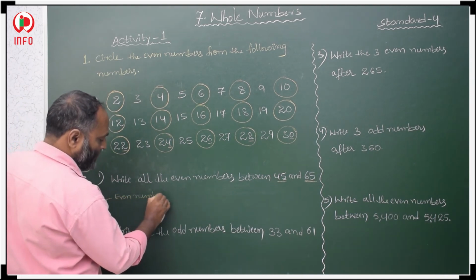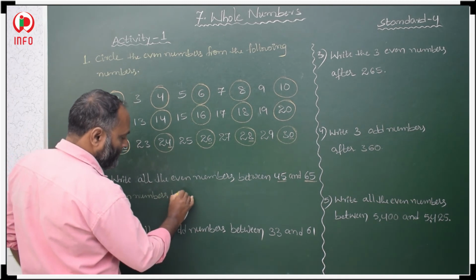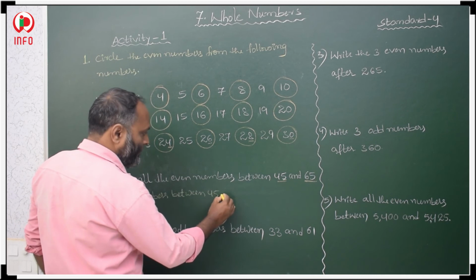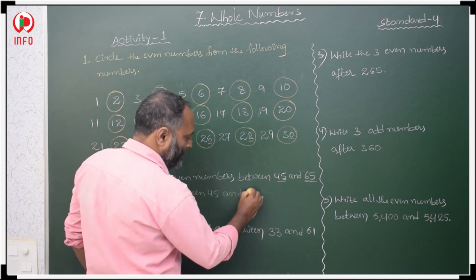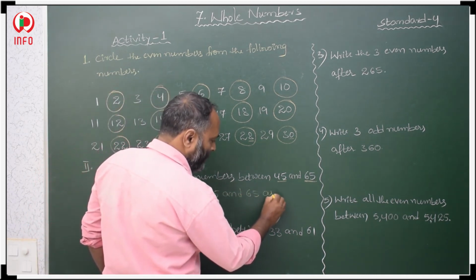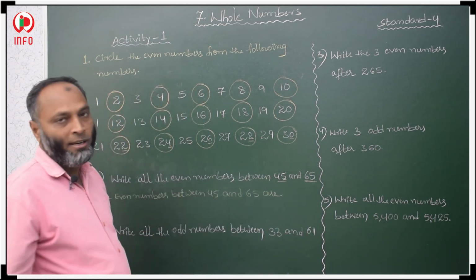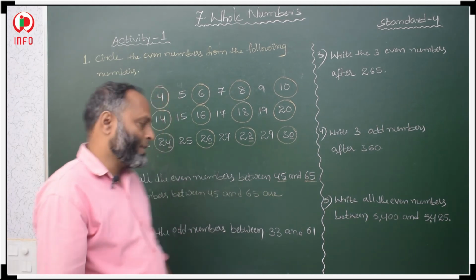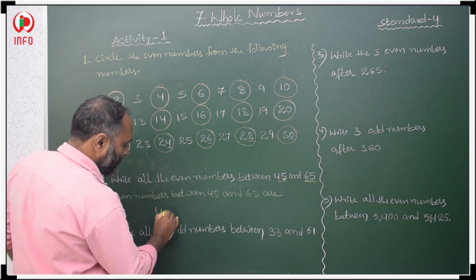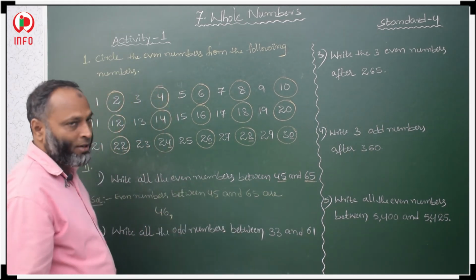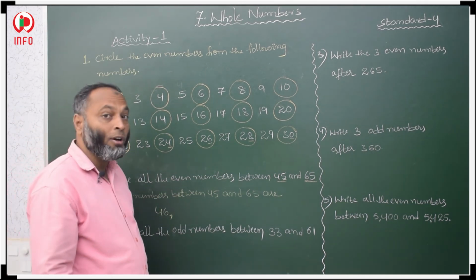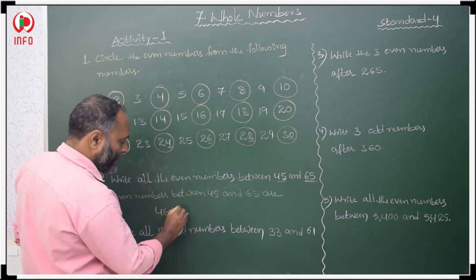numbers between 45 and 65 are: 45 is not an even number. So, the very next number, that is 46. 46 is an even number. After that 47, 7 is in the unit place, that is not even. 48, after that 48 is an even.